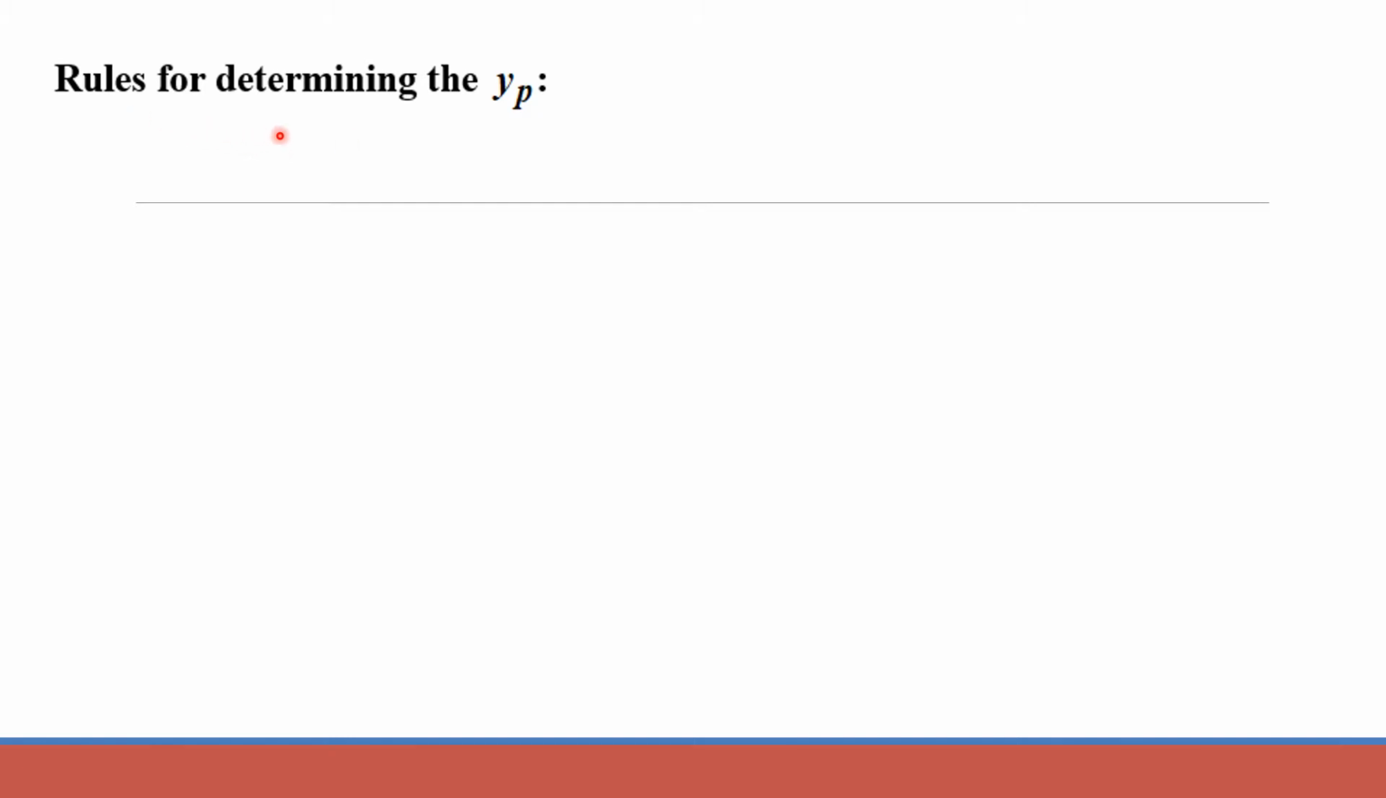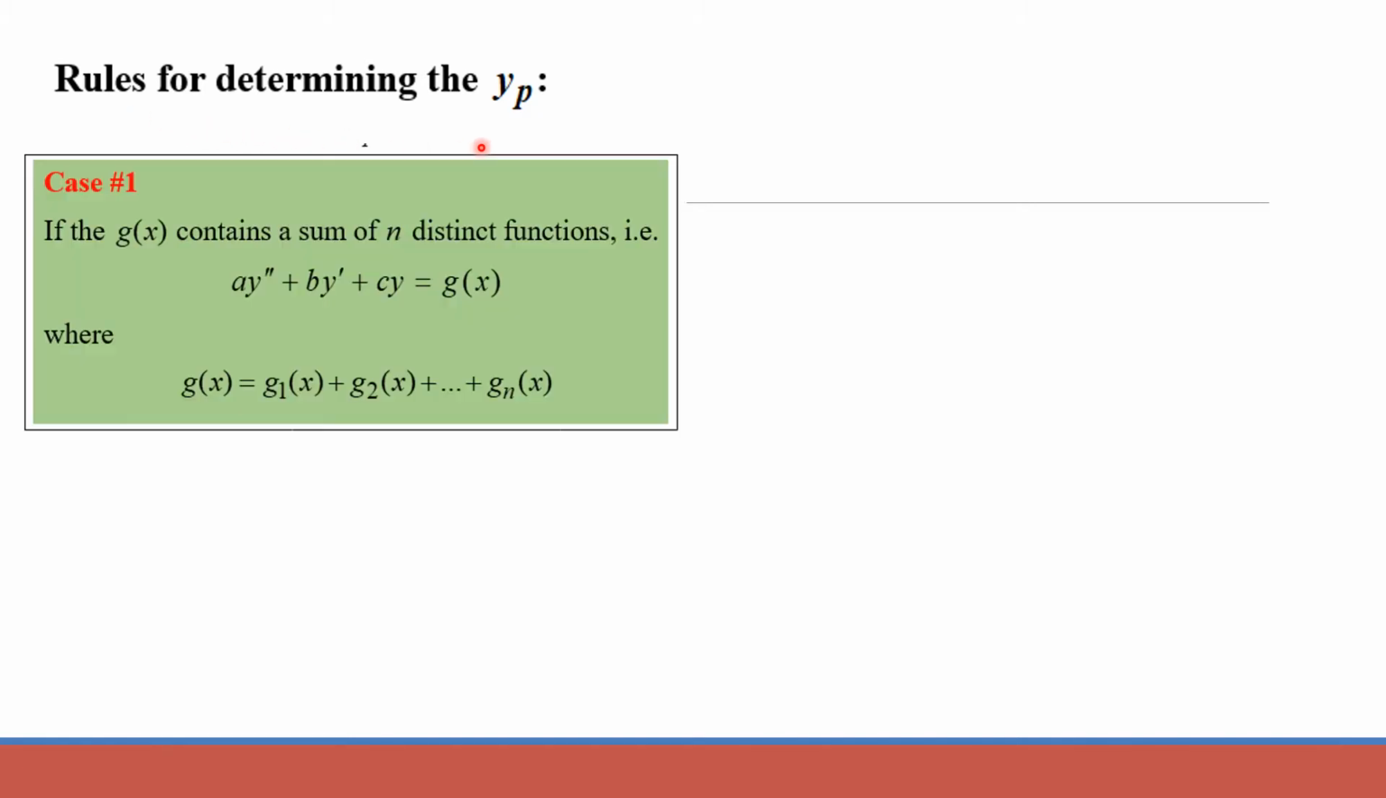So, rules for determining the yp. Case number 1. The g(x) may contain a sum of n distinct functions. So this is the non-homogeneous linear differential equation, a y double prime plus b y prime plus c y equals g(x). The right side, g(x), actually comprises a sum of several distinct functions, g1(x) plus g2(x) plus some other terms in between plus gn(x). So if this is the case, then how do we find the yp?